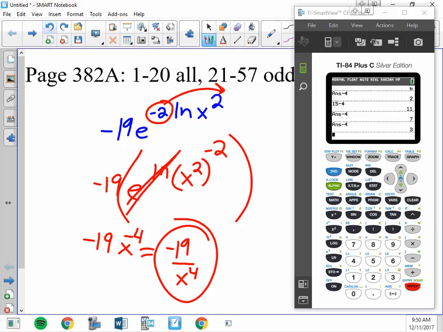Okay. And then you're going to start doing all of the odds until 57. So look at 22. Can we expand 22?